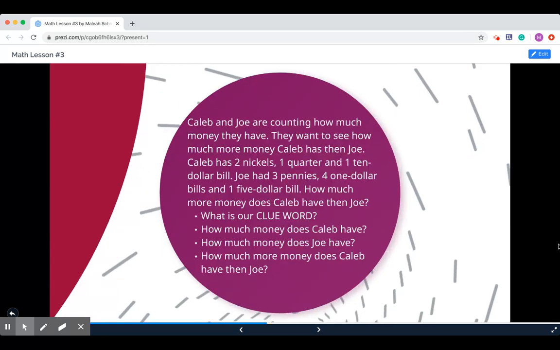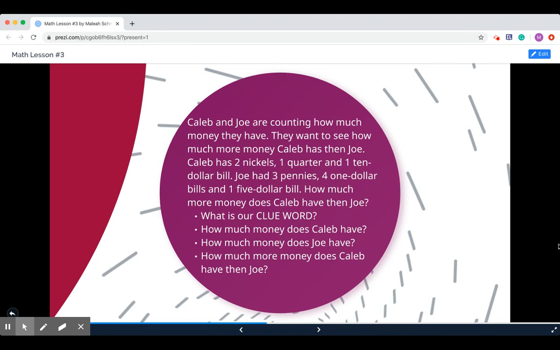Let's do problem 2. Caleb and Joe are counting how much money they have. They want to see how much more money Caleb has than Joe. Caleb has 2 nickels, 1 quarter, and 1 $10 bill. Joe had 3 pennies, 4 $1 bills, and 1 $5 bill. How much more money does Caleb have than Joe?